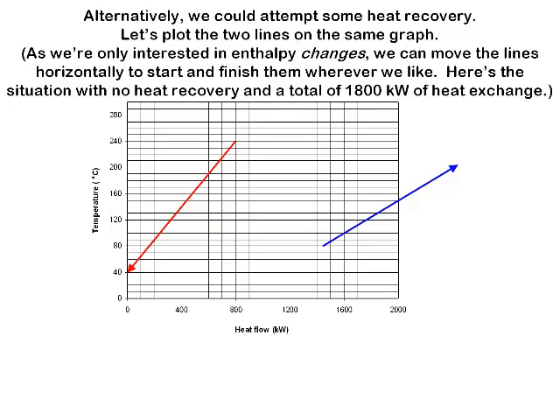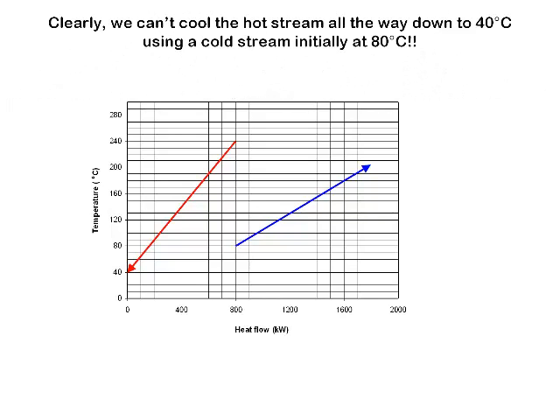So here's the situation then, with no heat recovery, total of 1,800 kilowatts of heat exchange. We'll move our cold stream along so that it doesn't overlap at all with the hot stream, and between the two they're showing 1,800 kilowatts of heat exchange. So that's the situation with no heat recovery. Now, clearly, we can't cool a hot stream all the way down to 40 degrees Celsius using a cold stream that's initially at 80 degrees Celsius. That just can't be done.